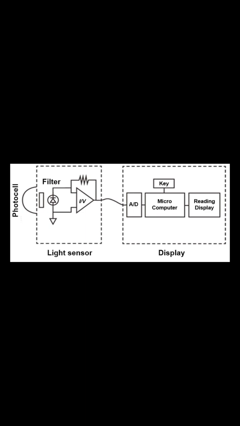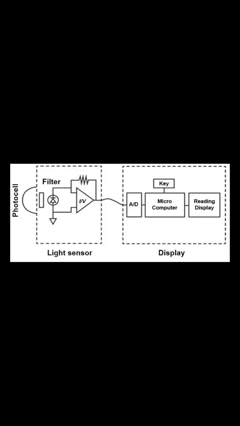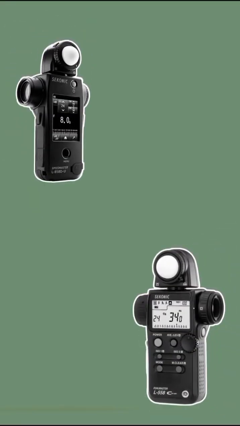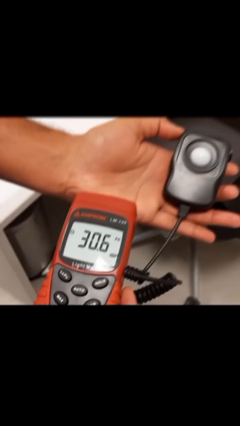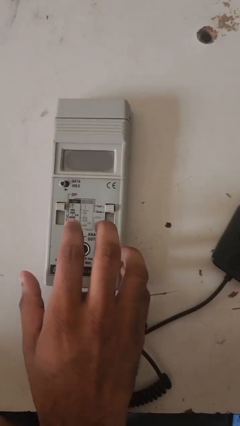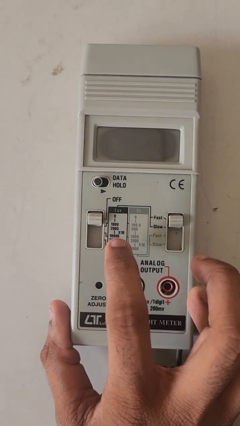So the advantages of using a lux meter are: objective measurement of light intensity. A lux meter provides an objective and quantitative measure of light intensity, allowing for consistent and accurate assessment of lighting conditions. Versatility: a lux meter can be used in a wide range of applications. Ease of use: they require minimal setup and operation. Portability: many lux meters are compact and portable, making them convenient for use in various locations. Another advantage is wide measurement range. They have a wide measurement range, enabling them to assess light levels from dim to bright environments.